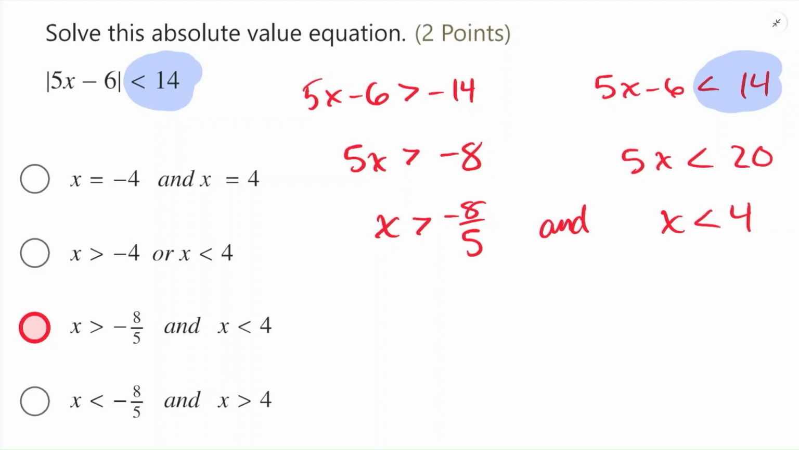So if I'm less than 14 away, right, that means I have to be less than 14 or bigger than -14. So -14 is heading that way. So you're always going to see this pattern, right? Same, keep, flip, opposite. On this one, I solve the two. I get that x is greater than -8/5. On the other side, I've got x is less than 4.